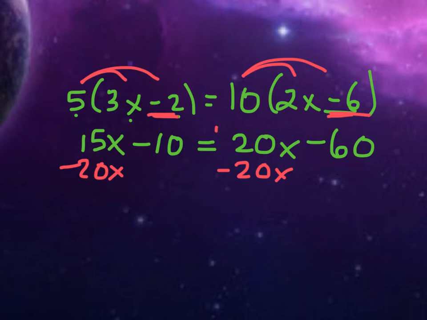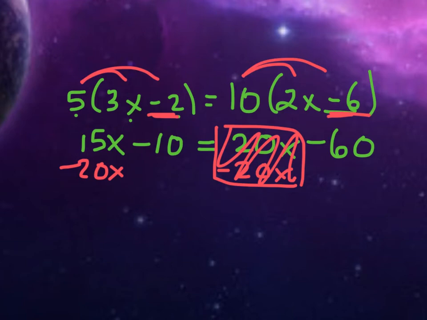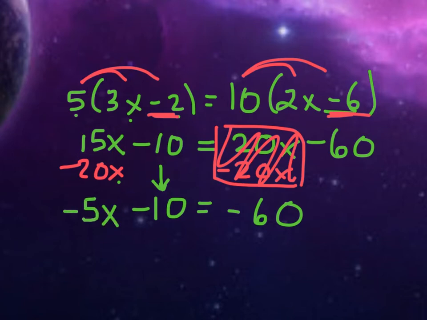So these 20x minus 20x gets us 0, so those will cancel out. And on the right side, all we'll be left with is negative 60. This minus 10 will still be here. And then we need to do 15x minus 20x. 15 minus 20 is negative 5. So this would become negative 5x.